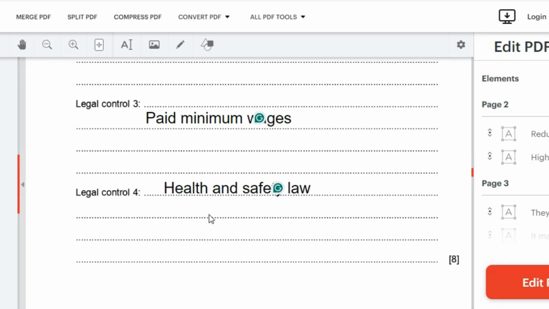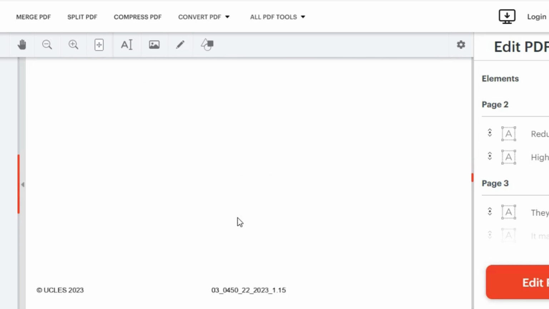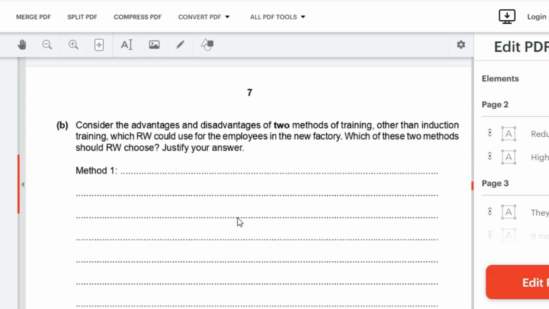We have redundancy payment made. We have, as I mentioned, protection against discrimination. You can also be provided with an employment contract. Now let's move to the next question here.